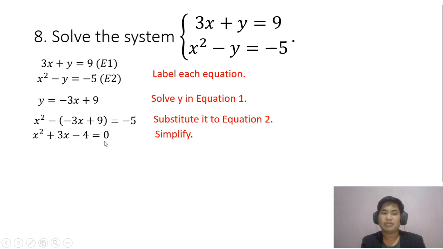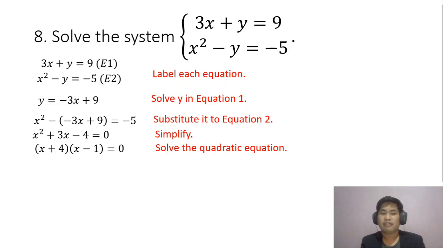Then we have this quadratic equation. We are going to solve this. So we can factor this out. We have x plus 4 times x minus 1 is equal to 0. Then we solve this by the zero factor theorem. This is x plus 4 is equal to 0, or x minus 1 is equal to 0. So, transpose the constants to the right-hand side. So, x is equal to negative 4 or x is equal to 1.